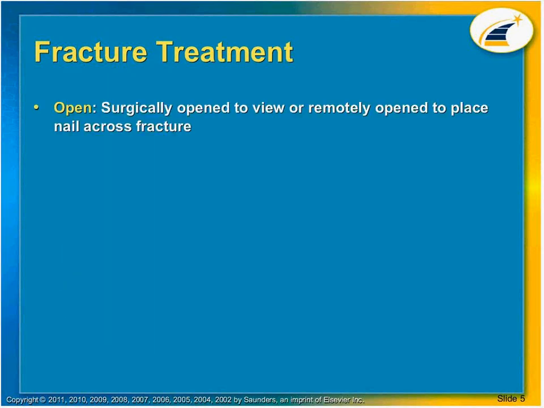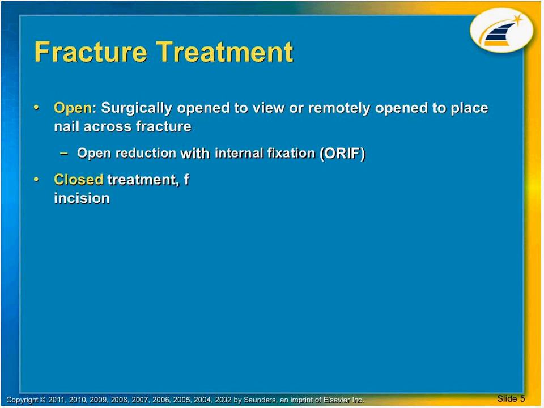or a block. On to your treatment, you have open, which is surgically open to view, or remotely open to place the nail across the fracture. Open with internal fixation is the acronym ORIF. And some fractures are coded by treatment, which may be open, closed, or percutaneous. The way these types of fractures differ is that open and percutaneous treatments typically require surgical intervention, whereas closed treatments may sometimes be completed without taking the patient to a surgery suite.